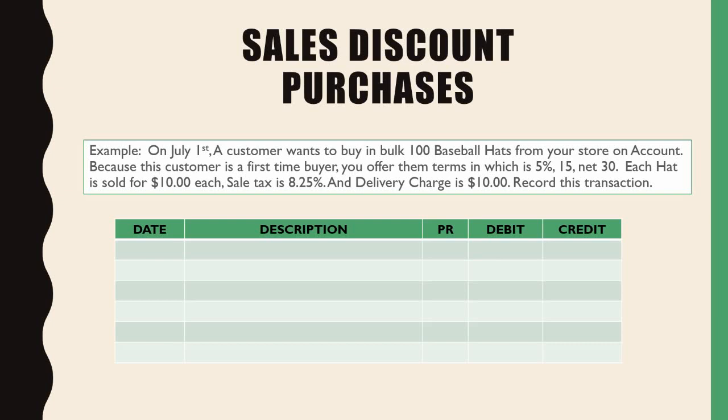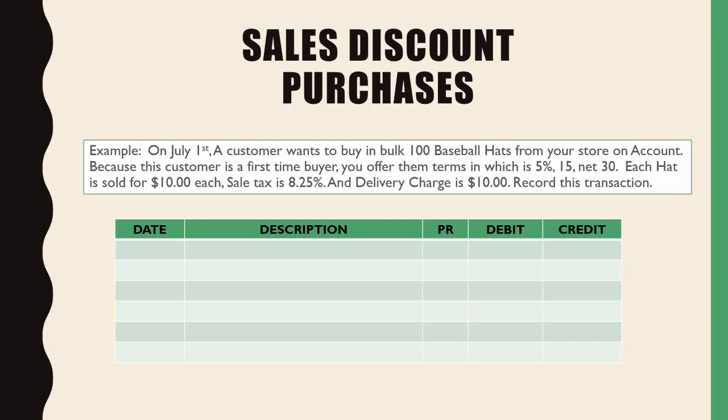Okay? Now, in this case, let's go ahead and take a look at an example. Here on July 1st, a customer wants to buy in bulk 100 baseball hats from your store on an account. And because this customer is a first-time buyer, you decide to offer them some terms that if they pay within 15 days, they get the opportunity to take a 5% discount. If not, their entire bill is due to you in full in 30 days. Okay, so they get a time frame.